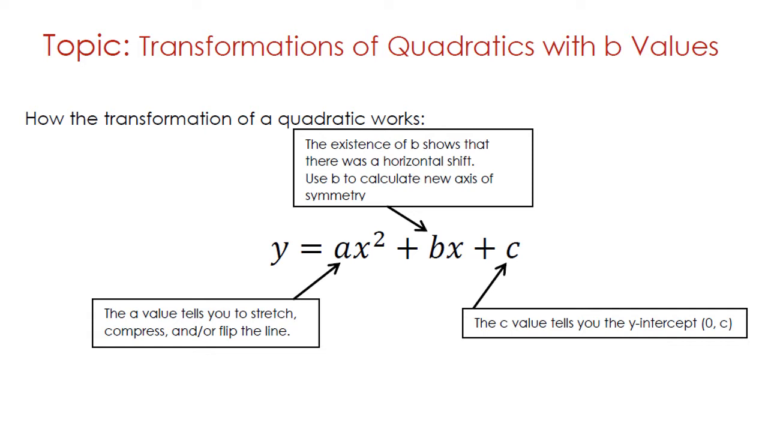And we know the transformations work when we have the a value and b value and c value, where a value tells us to stretch, compress, and or flip the line. B value is going to show us a horizontal shift, so we're going to have to find that horizontal shift for the given b values, and we will find a new axis of symmetry. C value will give us the y-intercept.